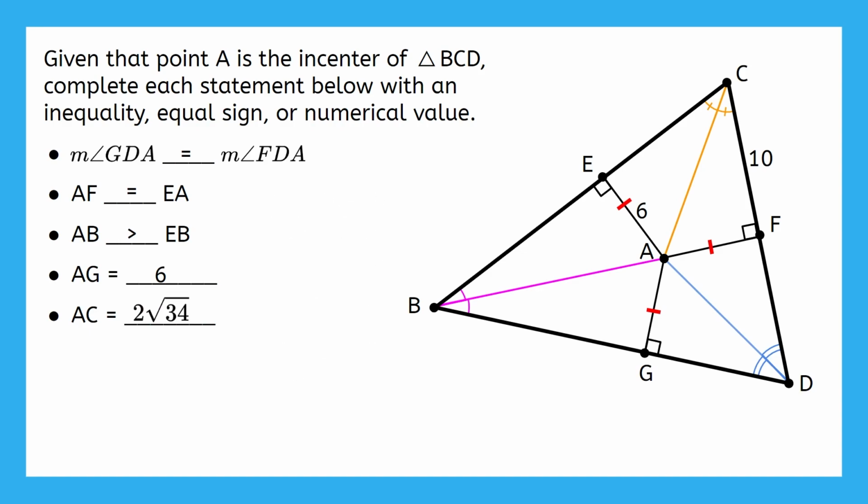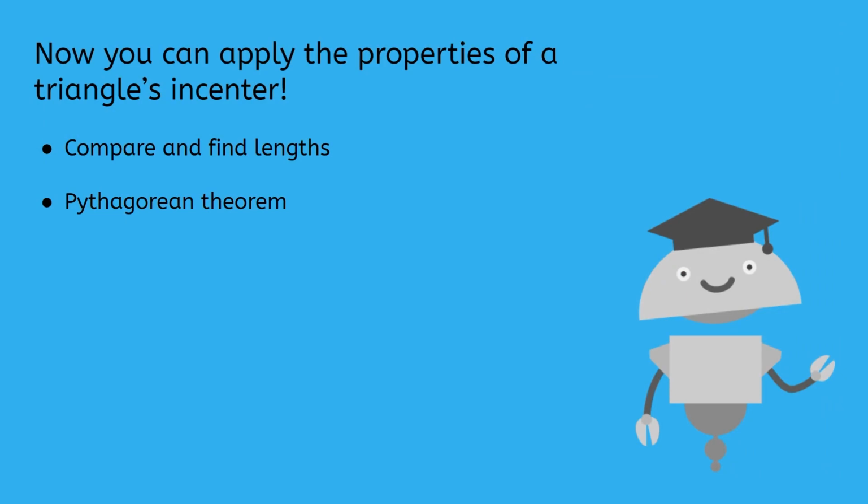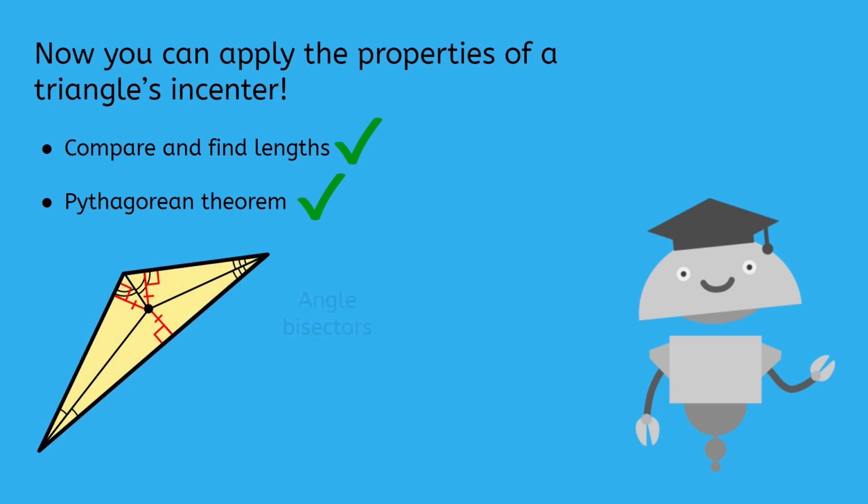Great job with this. Now you can apply the properties of a triangle's incenter to compare and find lengths, and don't forget that the Pythagorean theorem may be useful when there's a right triangle involved. We're going to learn about some other special segments in triangles in the following lesson, so don't forget that it's the angle bisectors that form the incenter.